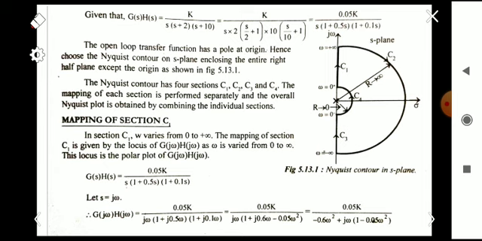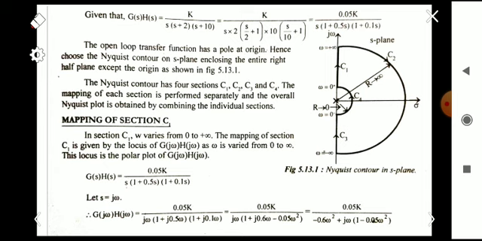Okay, and we will arbitrarily take some values of omega from 0 to infinity, and for each corresponding value of omega we will find the magnitude and phase angle, and we will draw our polar plot. Likewise, the section C1 is the same as our polar plot.